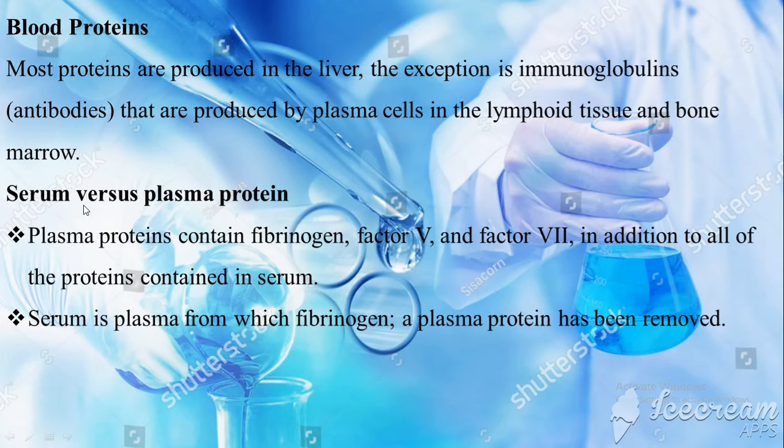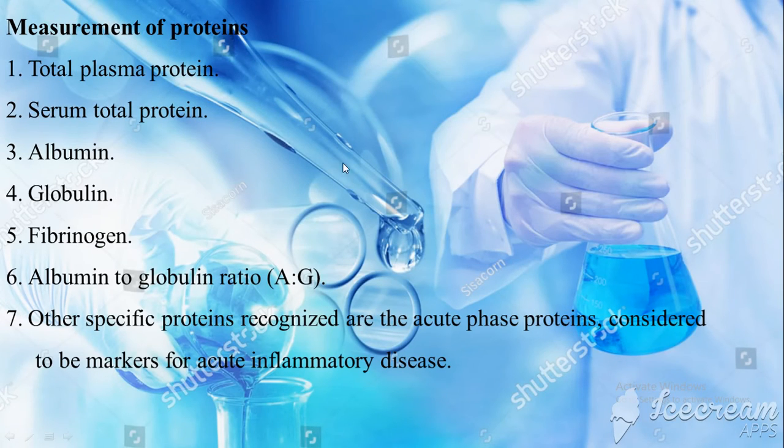After that, we can have a summary about the difference between serum and plasma protein. The plasma protein contains fibrinogen and factor V and 7. These are important in clot formation. The serum proteins are similar to the plasma proteins except for fibrinogen and factor V and factor 7.